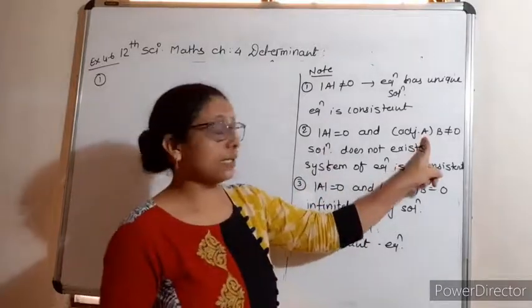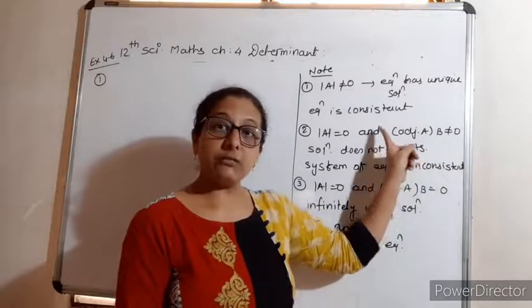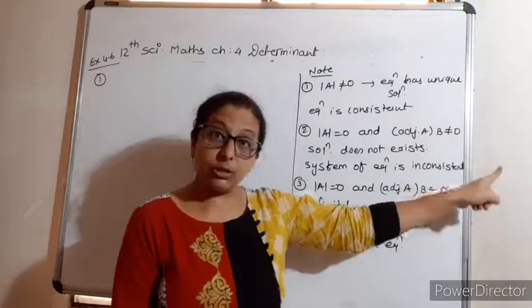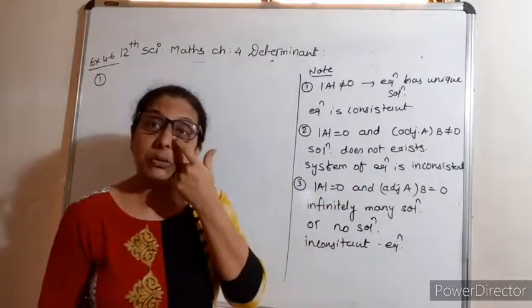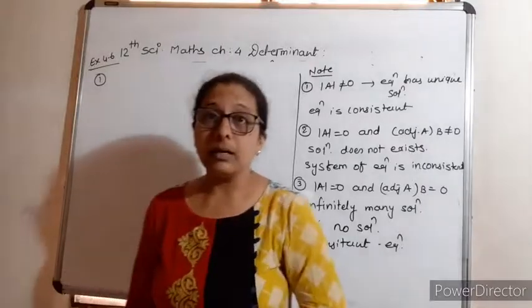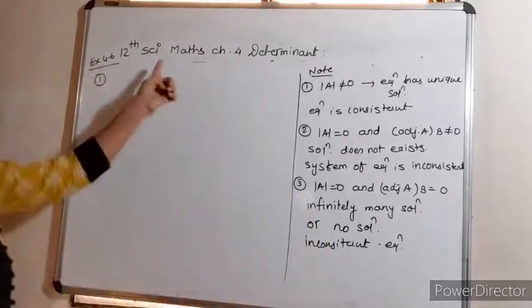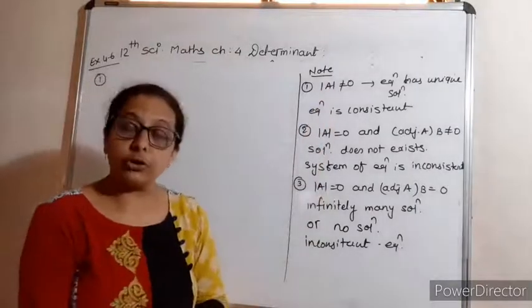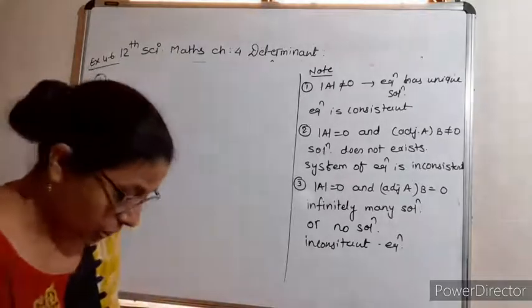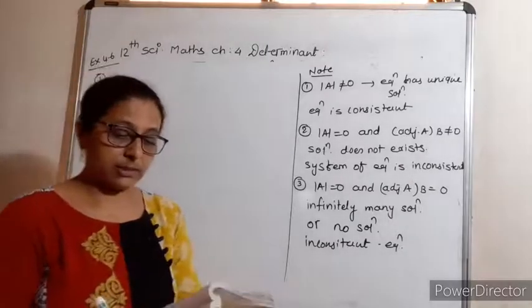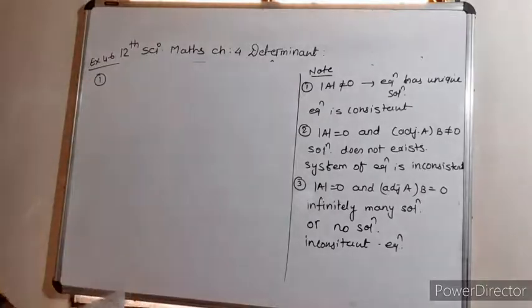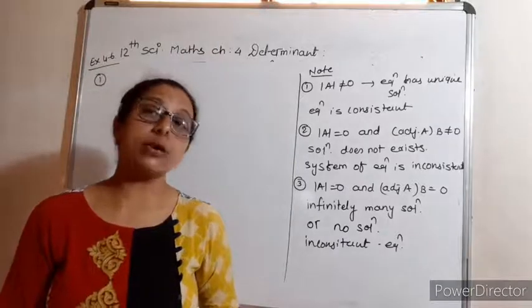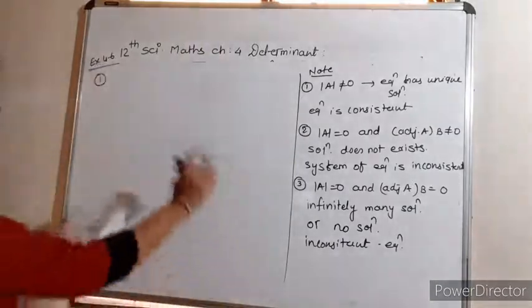For that you have to find adjoint of A into B. If adjoint of A into B is not 0, no solution. If adjoint of A into B is 0, then infinitely many solutions are there. So to check consistency, first of all you have to find the determinant of A. In our first question, examine the consistency of the system of equations. We do not want to find the solution, just find the consistency of the equation. So here it is.